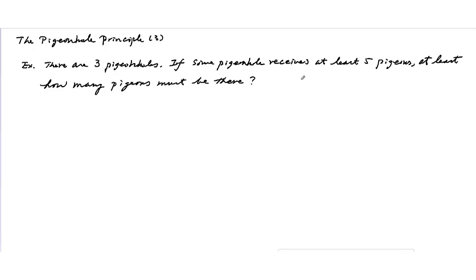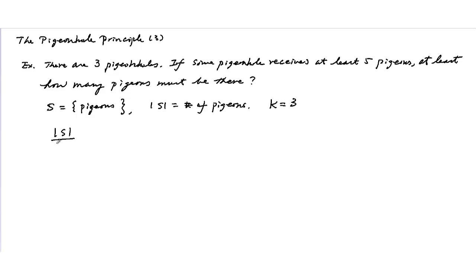So remember the pigeonhole principle, we mentioned that before. In this case, the set is pigeons, and the cardinality of this set is the number of pigeons. Then here, we have k categories. That means k equals 3 pigeonholes. So the average of each category, or the average each hole can receive, is the cardinality divided by k, as we indicated before.